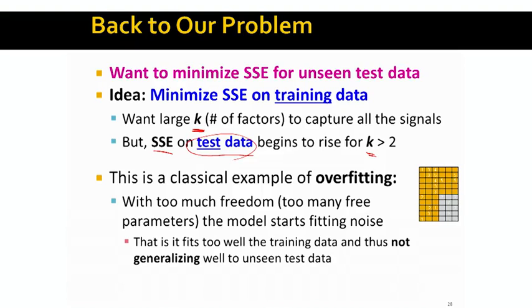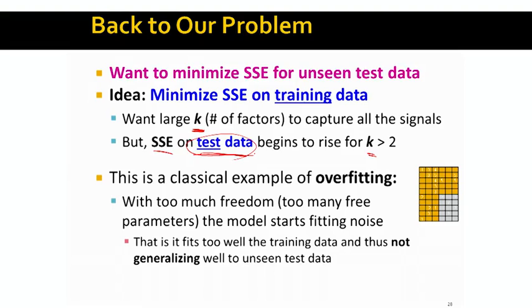So let's just say it again. As soon as we make our model too strong, our model stops working. Our sum of squared errors on the unseen test data starts increasing. And in machine learning, this kind of phenomenon is called overfitting. Overfitting means that the model is adapting itself too much to the training data, and the model has too many free parameters. Those free parameters start to fit noise, and the model has trouble generalizing to the unseen test data.